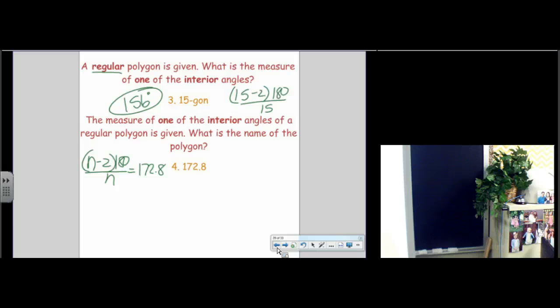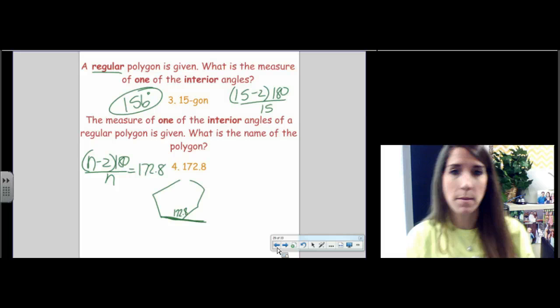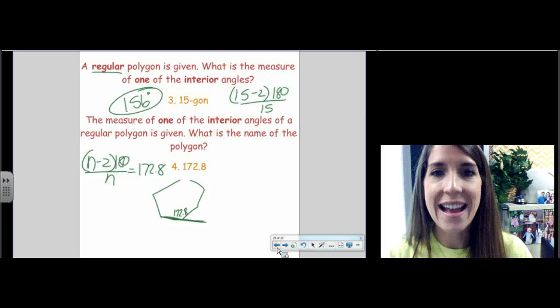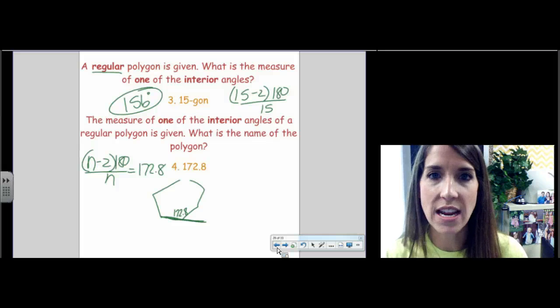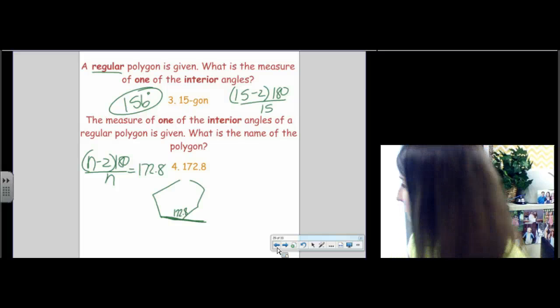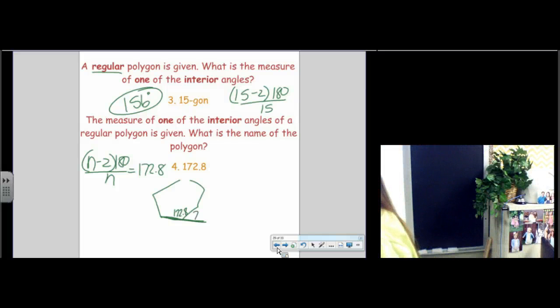If this is a polygon, I don't really know how many sides it has, but I know that one of the interior angles is 172.8. What I recommend you do is you find the linear pair to that, because you know what? Exterior is always easier than interior. So I'm going to do 180 minus 172.8. And I get 7.2.